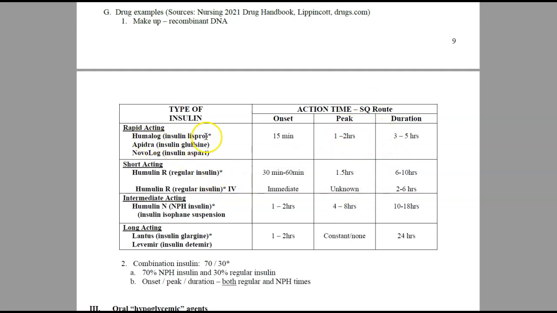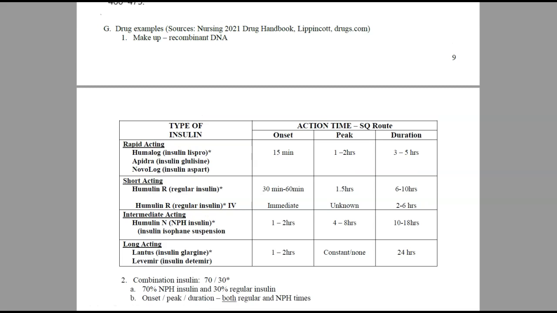So if we're talking about Lispro, if we just gave Lispro, we can expect that the blood sugar can drop significantly within the hour or two. When we're talking about short-acting or regular insulin, we can also expect that in about an hour and a half, that's when the blood sugar drops the most.